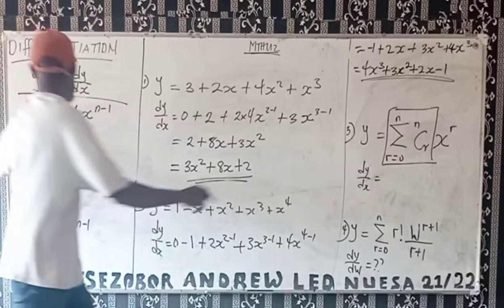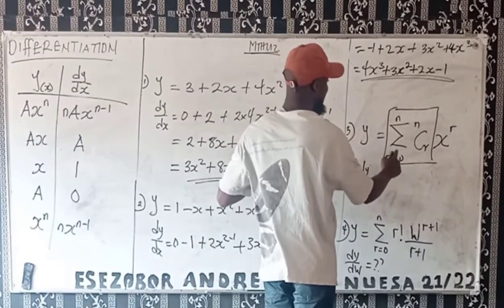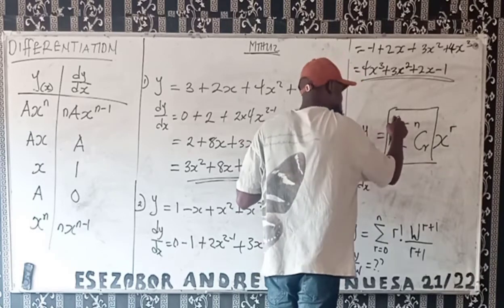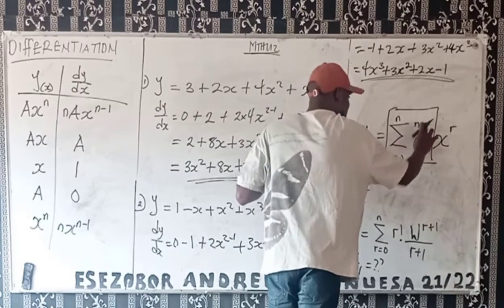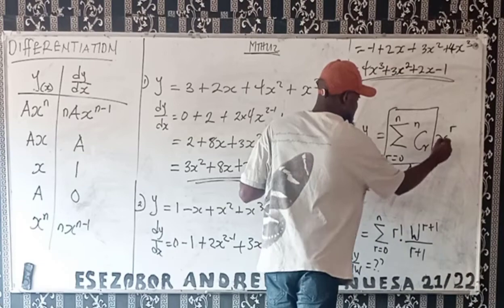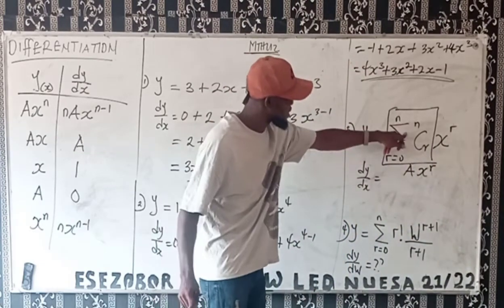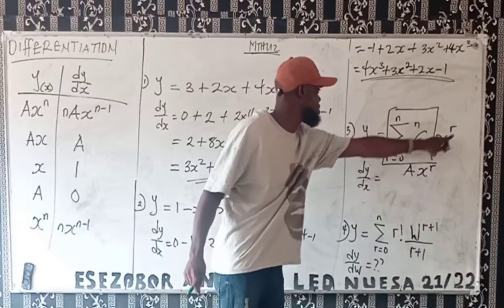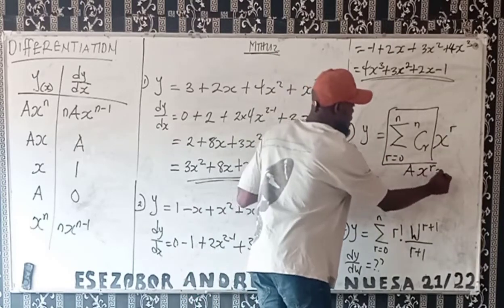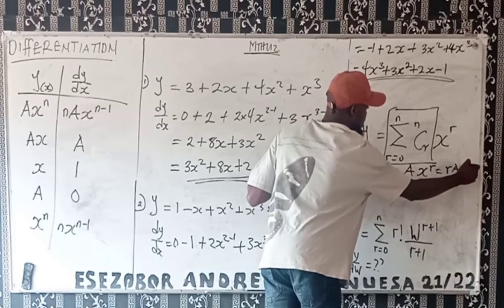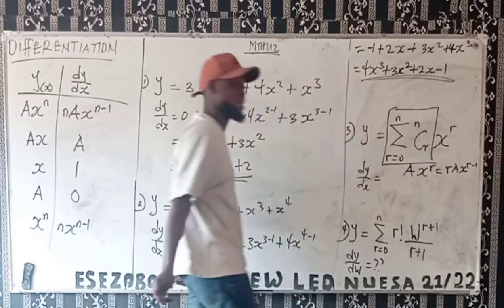Remember what we do. Our a in this place now is n combination r, where r starts from 0 to n. So everything here is the a, and then x to the power r. Our a here is this, our x is this, our power is this. If you want to do this, the answer will be: this times this, use the power to multiply the coefficient, then remove 1 from the power. Remember, that's how to do it.